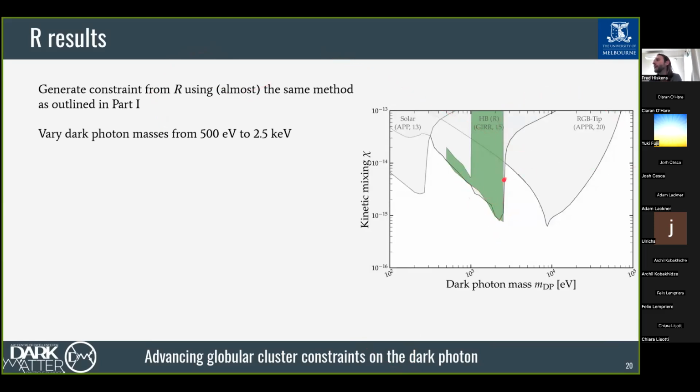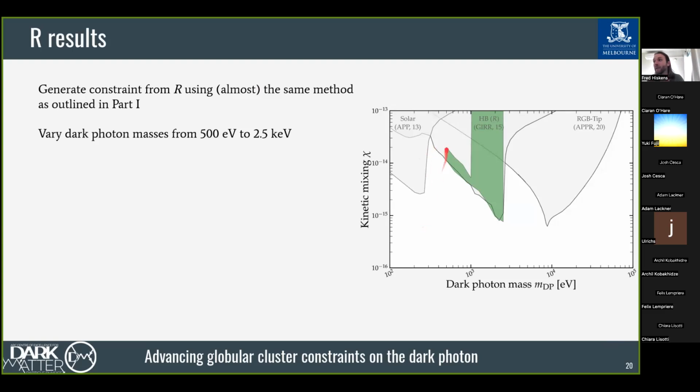So I should flag that we didn't go beyond 2.5 keV because at this point, horizontal branch stars don't have a resonant production region, and we couldn't push any further to the left either because we actually found that dark photon resonant production was disrupting main sequence evolution too much to generate a constraint from the evolutionary phases that come after it.